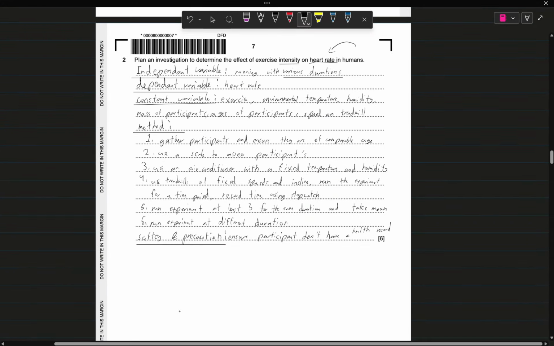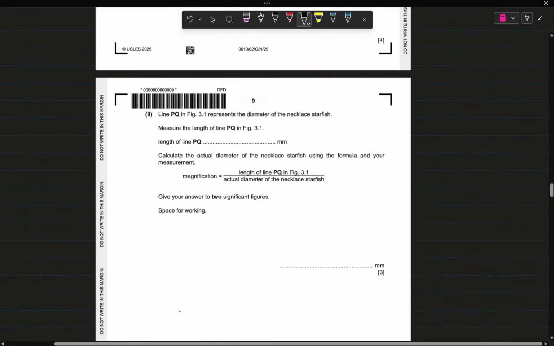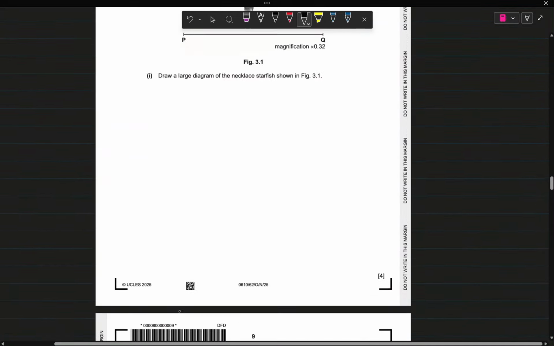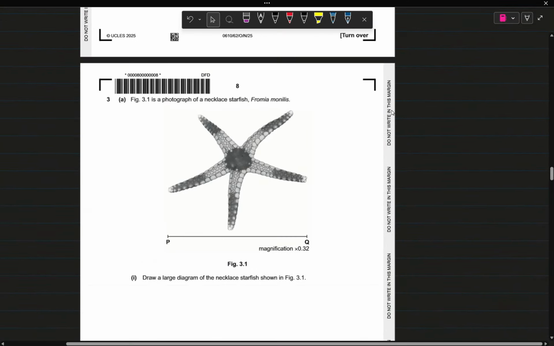Okay, so we're done with question number 2. That was a long one. And we're into question number 3 right now. Here we have question number 3. Figure 3.1 is a photograph of a necklace starfish. Draw a large diagram of the necklace starfish shown in figure 3.1.